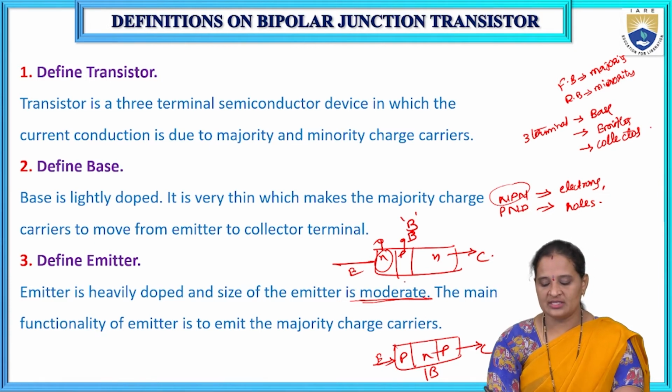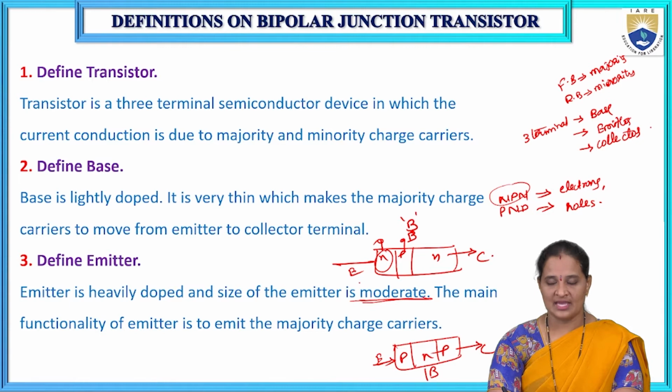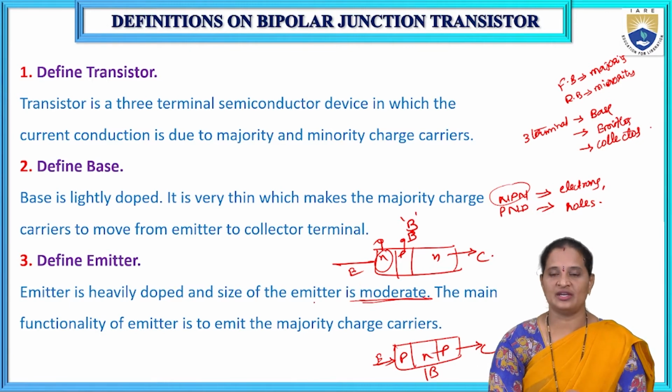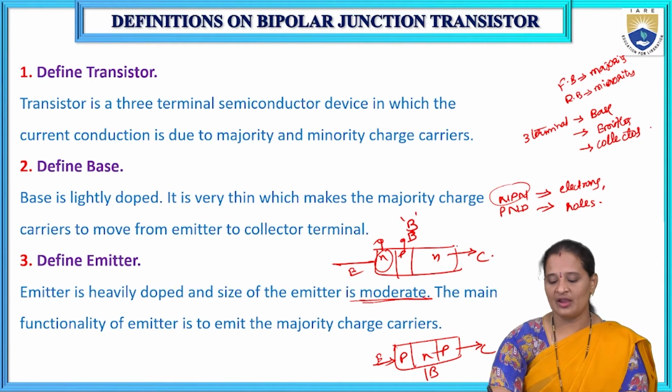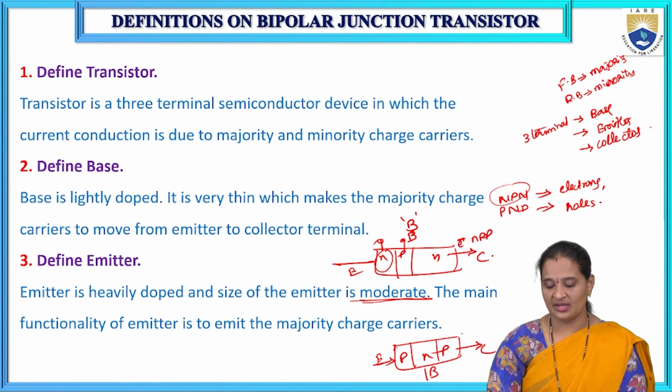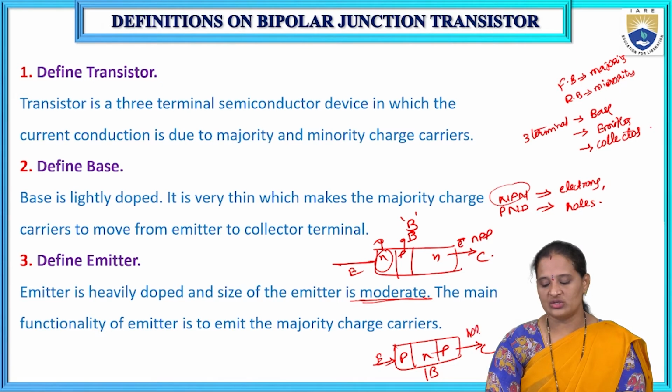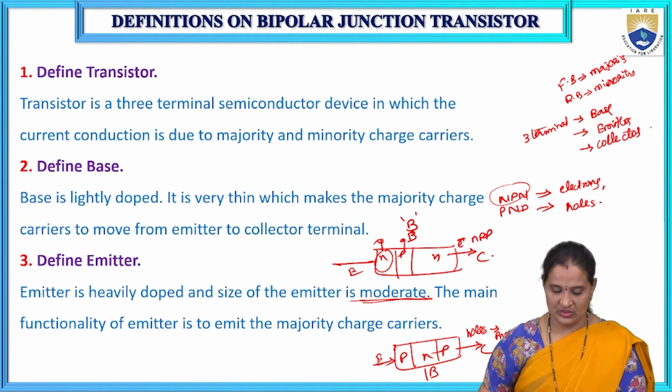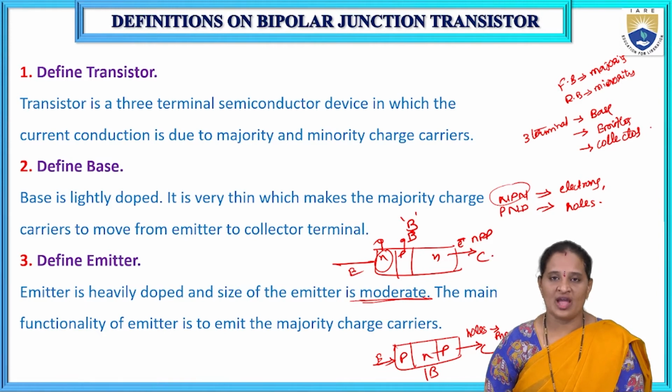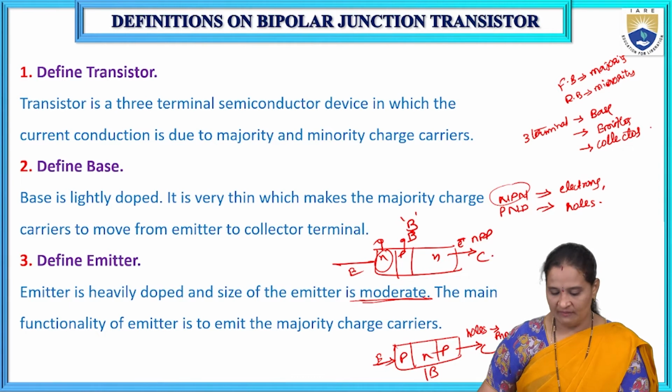The main functionality of the emitter terminal is to emit the majority charge carriers, that means electrons in the case of an NPN transistor, whereas the majority charge carriers in a PNP transistor are holes. So the emitter will generate more electrons in an NPN transistor, and more holes in a PNP transistor. So that is emitter. The emitter is heavily doped and its size is moderate, whereas the base is lightly doped and very thin.